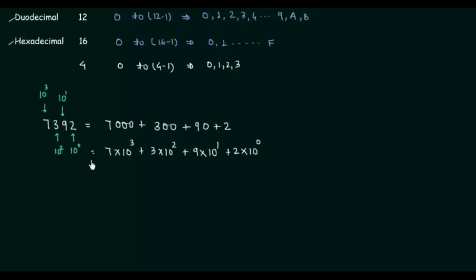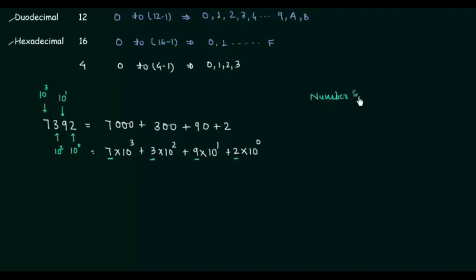Generally the coefficients here are 2, 3, 7, 9. These coefficients are determined by their position, and the power of 10 is determined by the weight of the position. The number system in which the digits have weights on position we call a weighted number system, and the number system in which there is no weight on the position we call an unweighted number system.